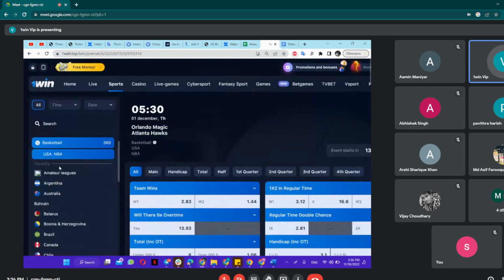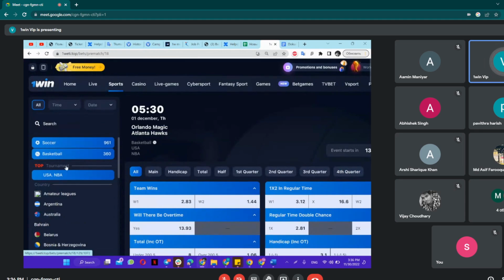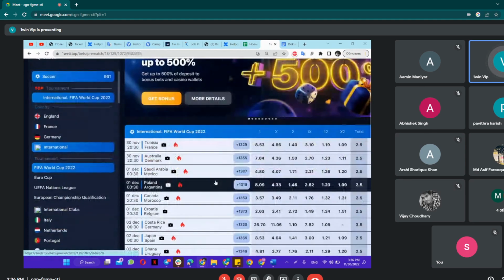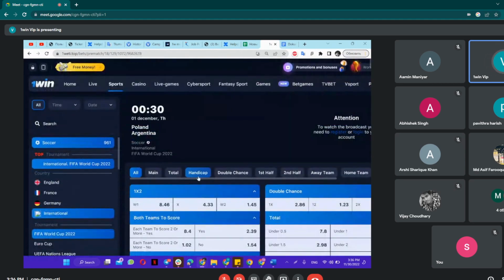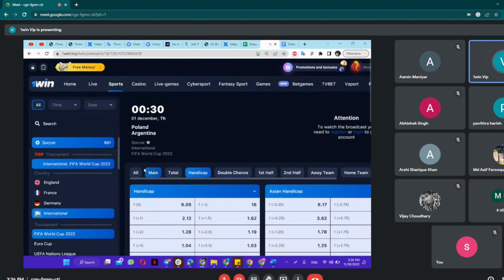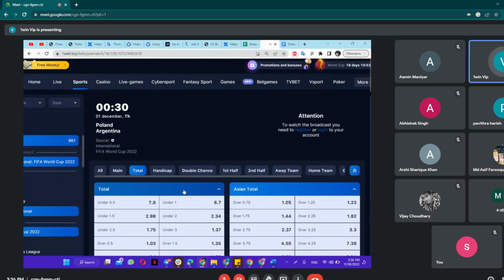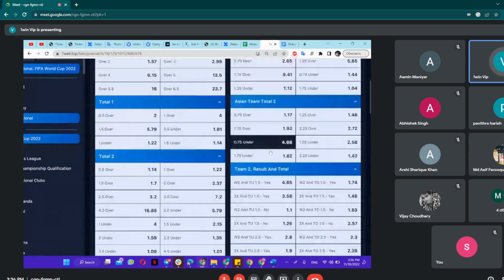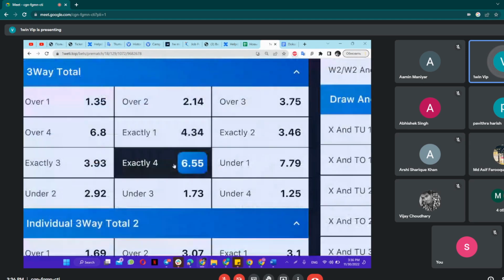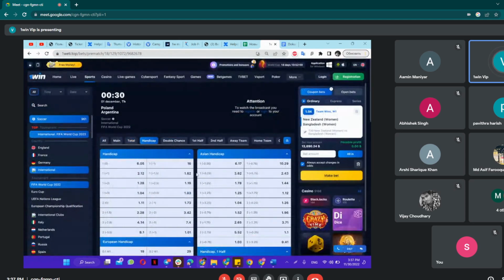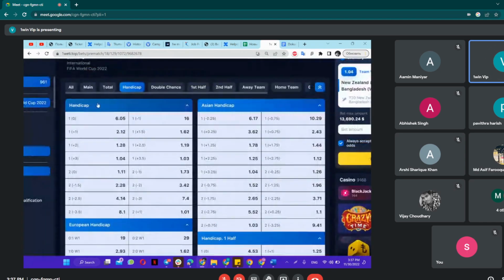Okay, let's continue with the football match. Let's choose the same one, Poland, Argentina, and talk about other outcomes. We talked about main 1x2, double chance, both teams to score, total, Asian total, and three-way total. Now we will be talking about handicap, Asian handicap, and European handicap.